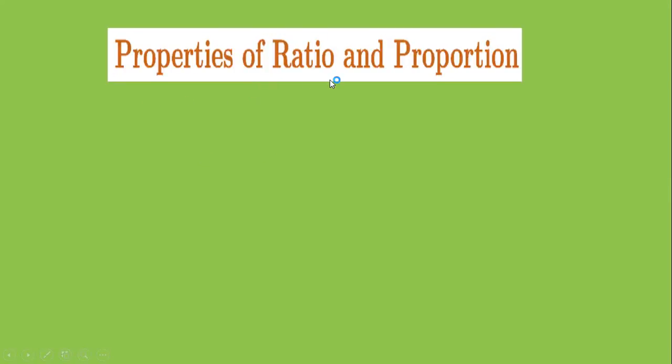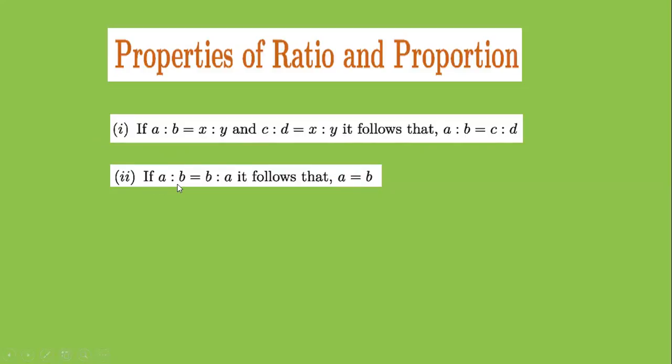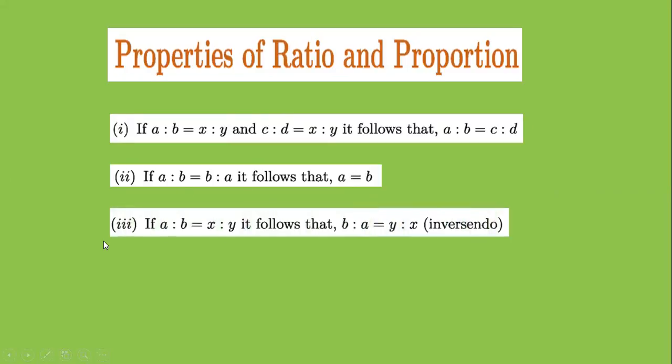Properties of ratio and proportion. Number one: if a ratio b equals x ratio y and c ratio d equals x ratio y, it follows that a ratio b equals c ratio d. Number two: if a ratio b equals b ratio a, it follows that a equals b. Number three: if a ratio b equals x ratio y, it follows that b ratio a equals y ratio x, invertendo.